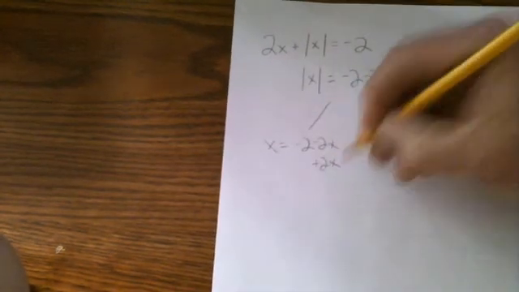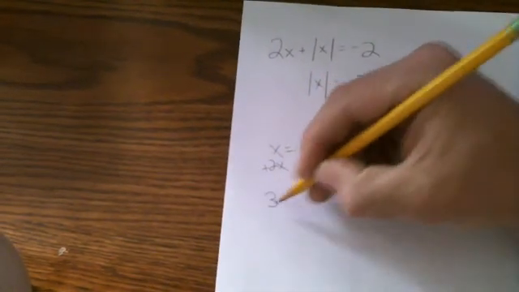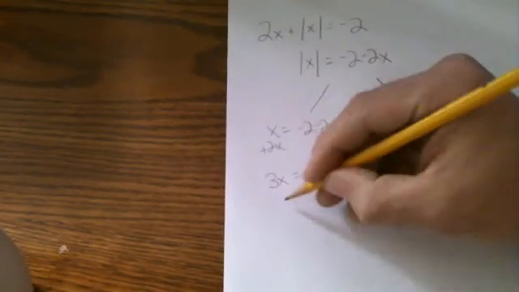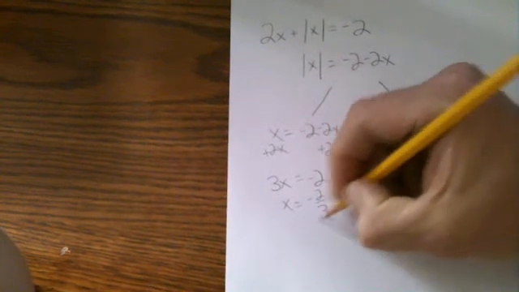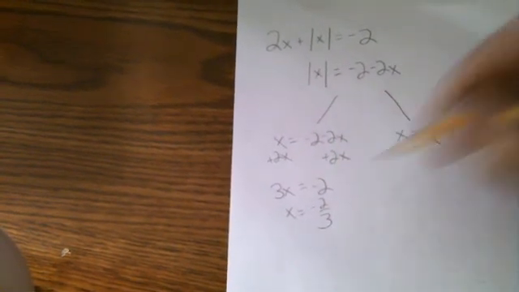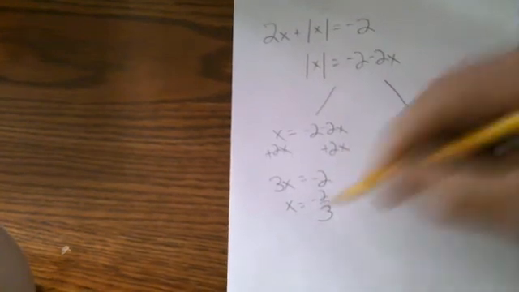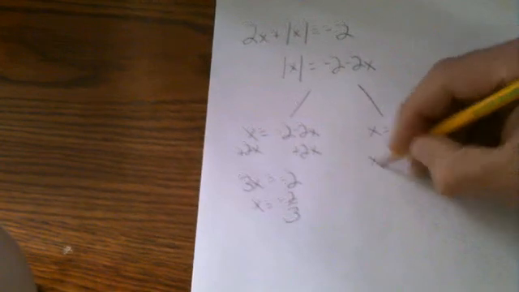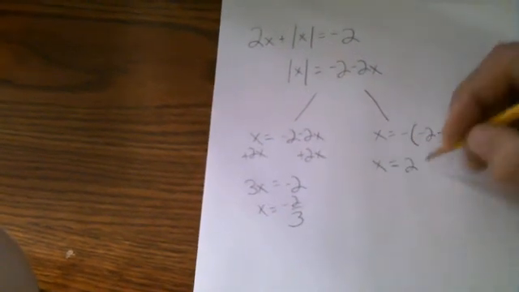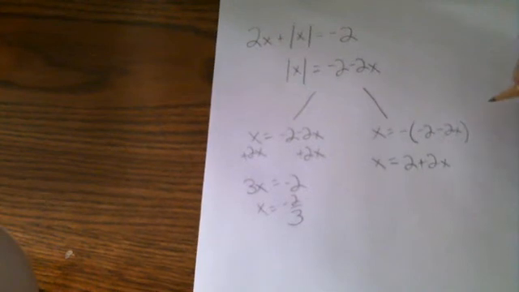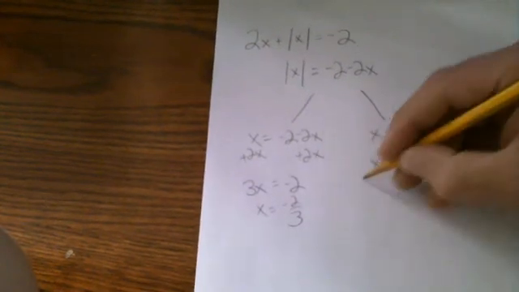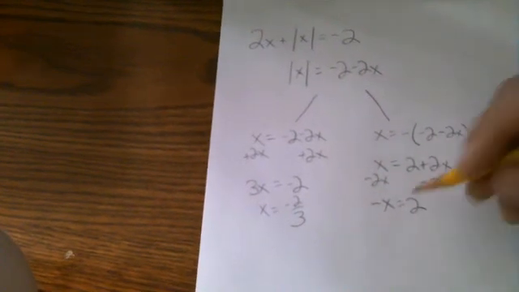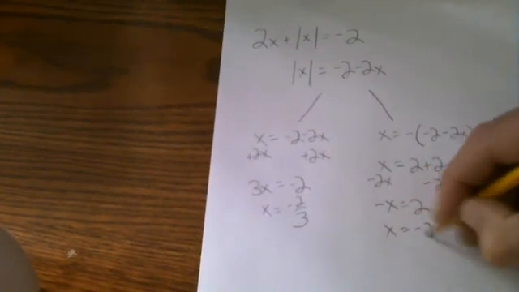Okay, let's add 2x to both sides here, giving us 3x equals negative 2. Divide by 3. x equals negative 2 over 3. I'm not going to box it yet because I need to check these solutions. Let's distribute the negative. x equals positive 2 plus 2x. And now I can subtract 2x from both sides, giving me negative x equals 2. Divide by negative 1. x equals negative 2.